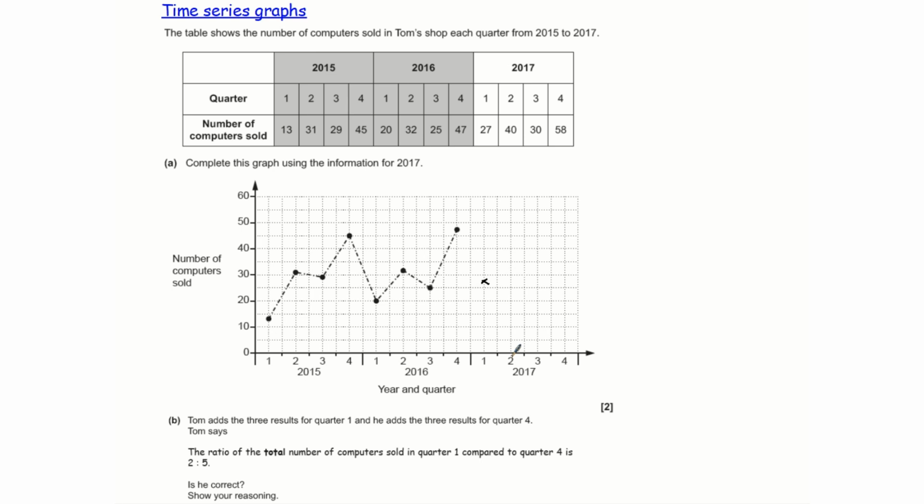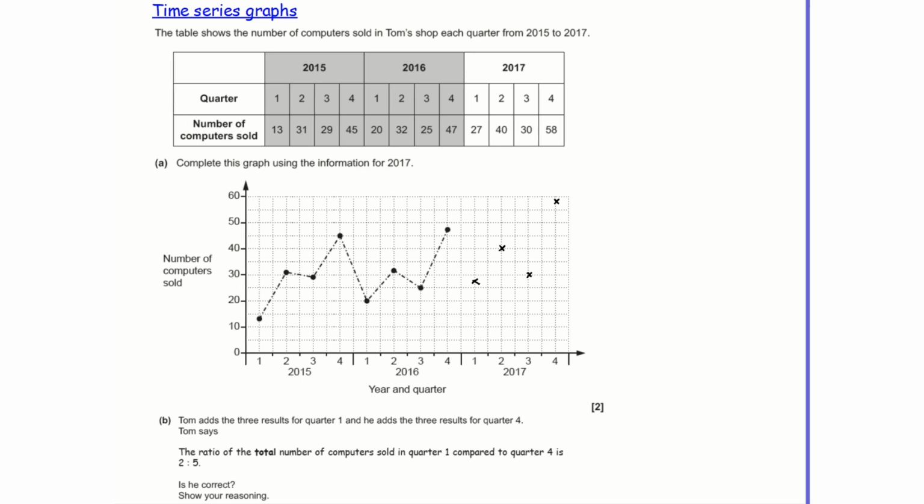Then for quarter 2 I want 40. For quarter 3 I want 30, so then it decreases again, so we've got 30. And finally for quarter 4 I want 58, so not quite at 60 but just below. I must then join up my lines together, so I'm just going to join it with a dashed line. I'm just going to join the previous point that was already drawn to the first one I've done, and then continue until the time series graph is complete, and that's going to get us our first 2 marks.